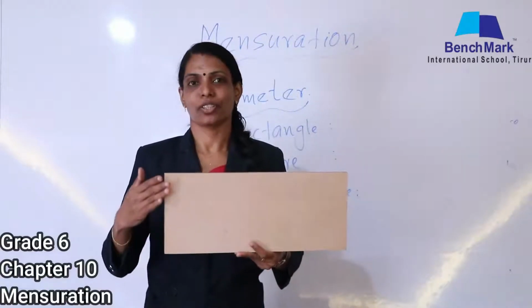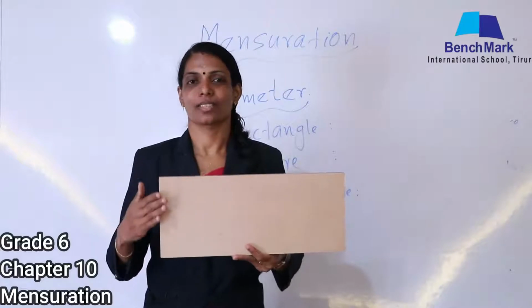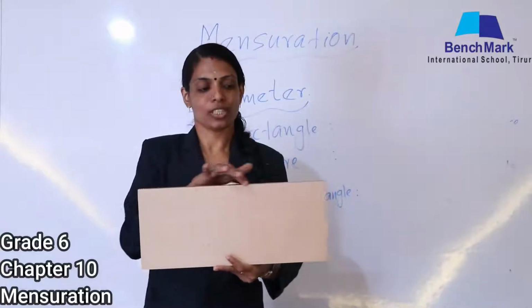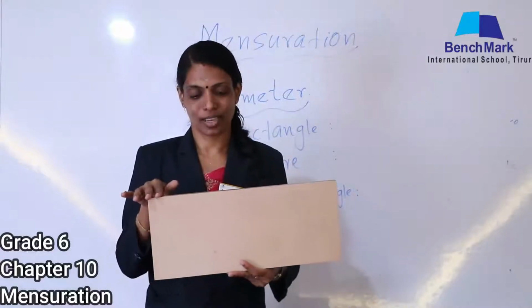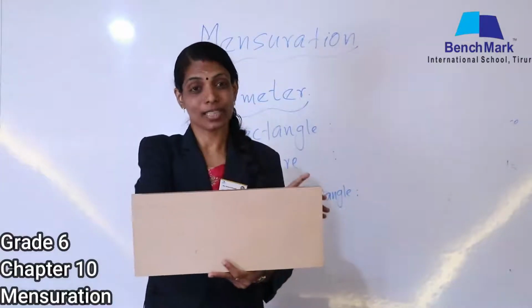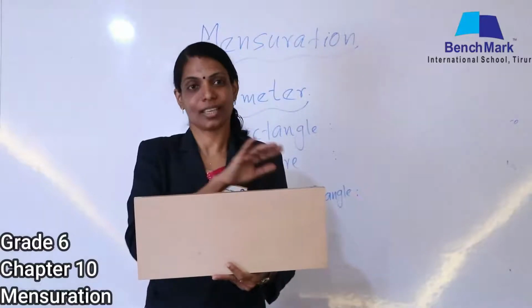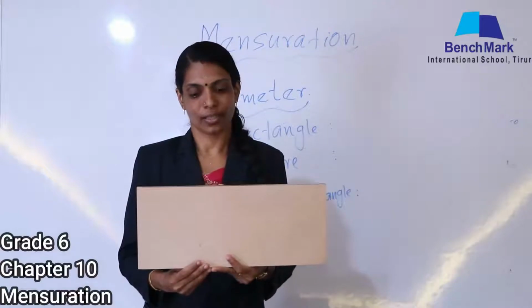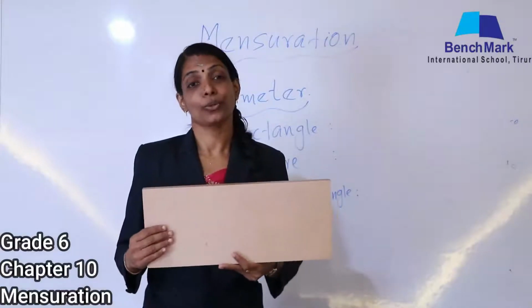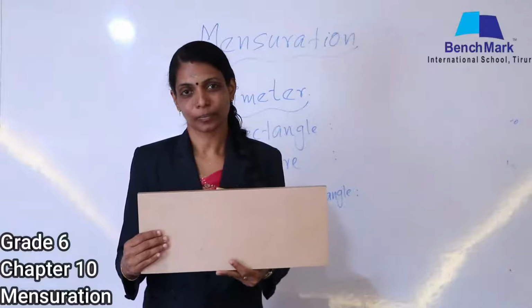What is this dimension called? This is the breadth. And what is this longer dimension called? This is the length of the rectangle. How many breadths are there? Yes, there are two breadths and there are two lengths also for a rectangle. Now let's see, what do you mean by a perimeter?